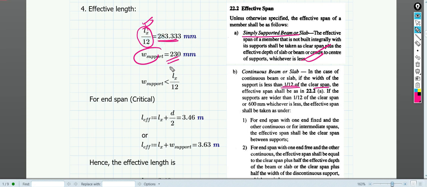283. You can see that the support width is less than 283, right? It is less than 1/12 of the clear span. The effective span shall be as in 22.2.1(a). That means as per the simply supported beam you can use.